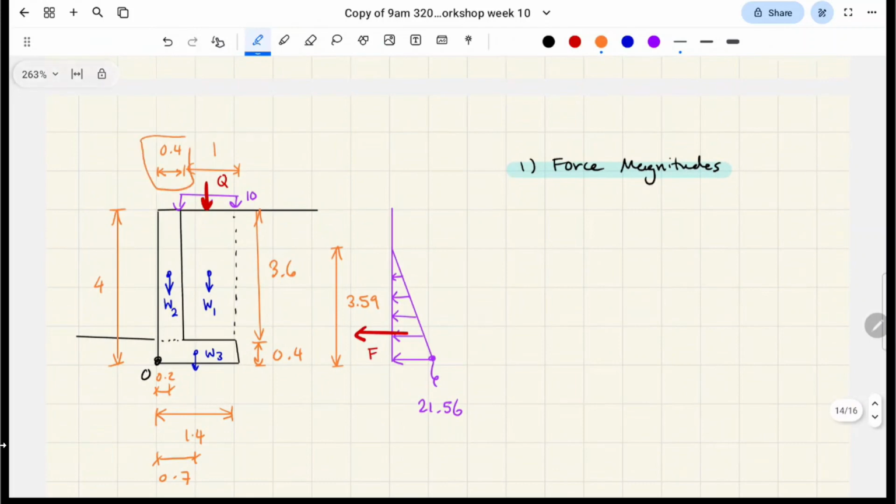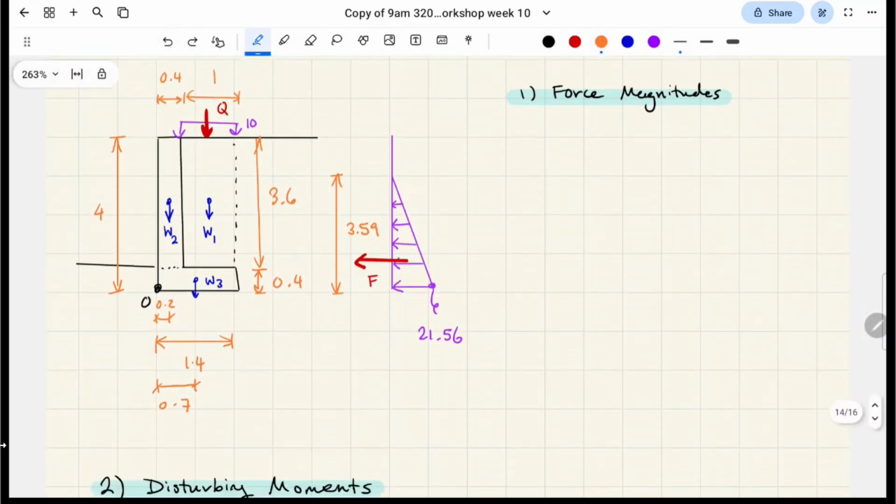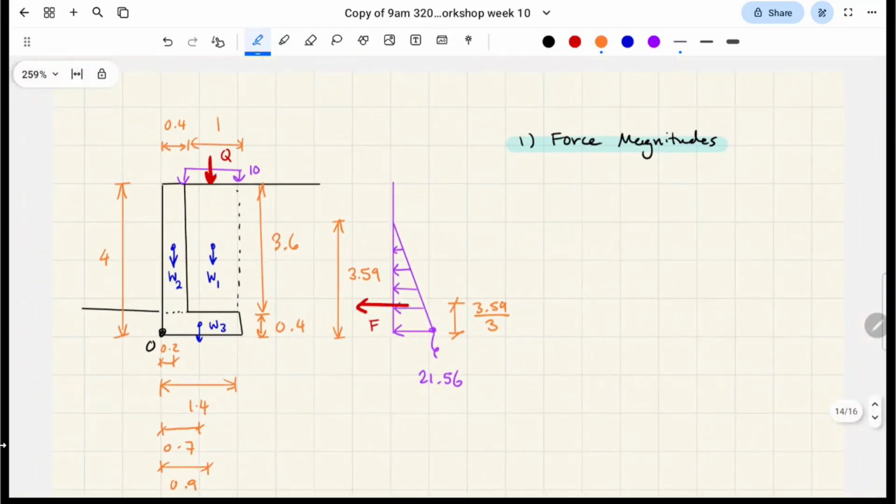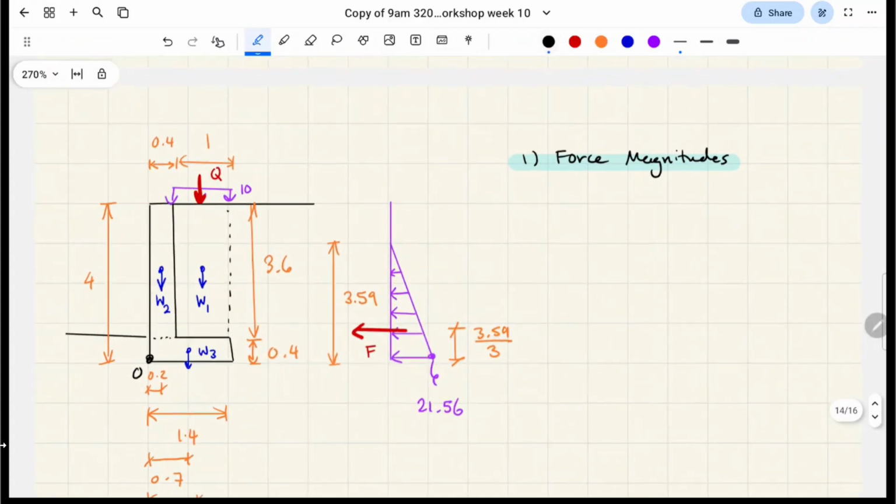you add on 0.4, and then half the distance of 1, because it's the soil contained above the retaining wall. So essentially that's 0.9. Okay. To get the lever arm for the lateral earth pressure, that's going to be 3.59 divided by 3, because it's 1/3 from the big side. I think that's it. Okay.